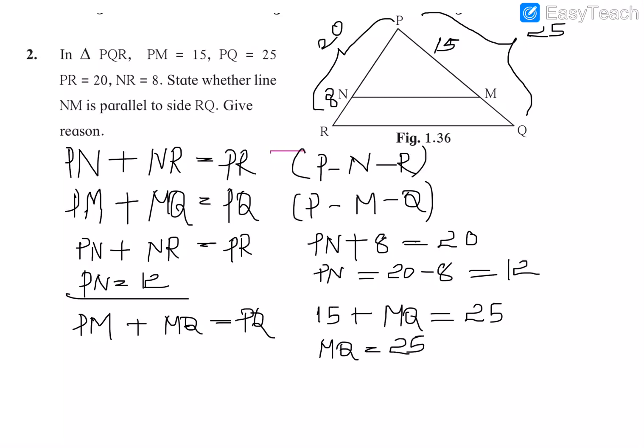MQ is equal to 25 minus 15, that is 10 units is the value of MQ. MQ is equal to 10.